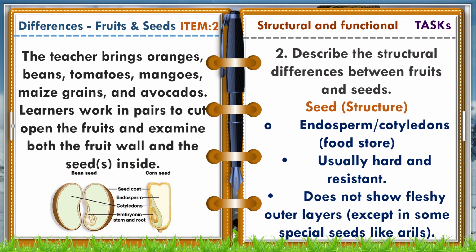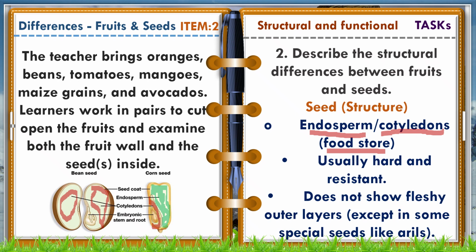Still, the seed structure, the endosperm and the cotyledon, these ones are food store. So we have all this area here. That is a cotyledon. And here, this part here, that is a cotyledon. Whereas this area here in the maize seed, that area there, this is an endosperm, and their major work is to store food.